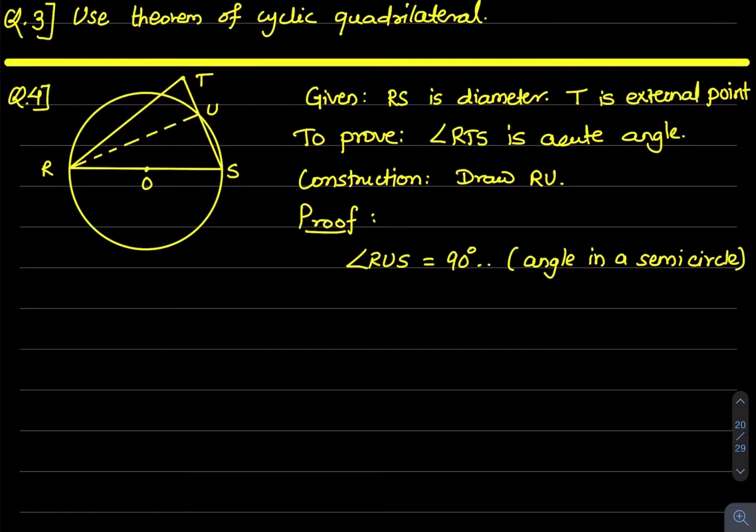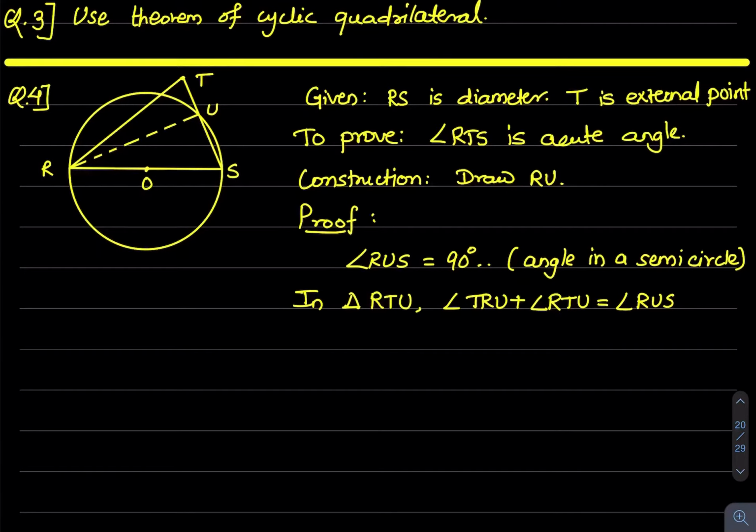So see here, angle RUS is the angle in a semicircle. This is the diameter, so the diameter divides the circle into equal parts. So this is a semicircle and this is an angle in a semicircle. So this will be 90 degrees, because any angle inscribed in a semicircle is a right angle. So RUS is 90 degrees.